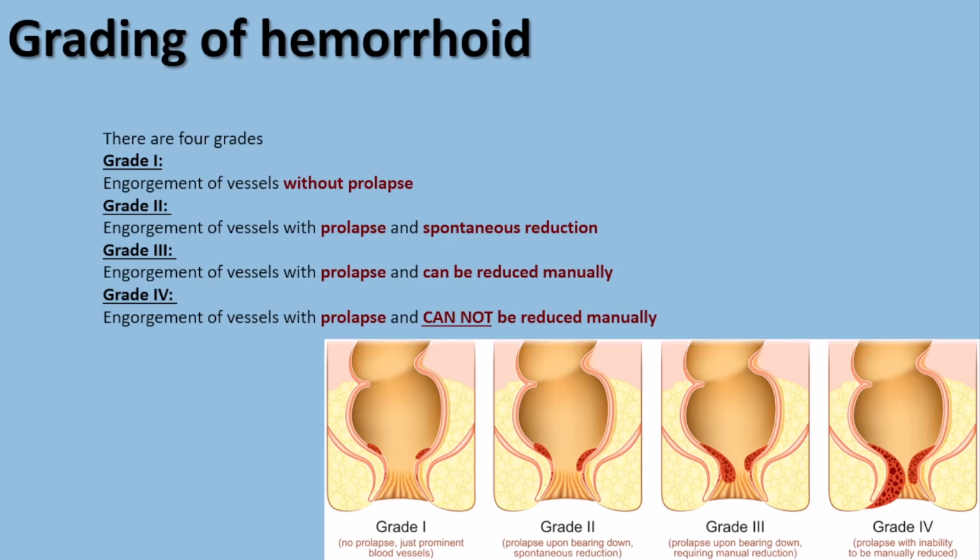So what are the gradings for hemorrhoid? And these are usually defined for internal hemorrhoids. So we have 4 grades. In grade 1, we only have engorgement of the vessels without any prolapse. In grade 2, we have engorgement of the vessels with prolapse, but they have a spontaneous reduction ability. In grade 3, we have engorgement of the vessels with prolapse, and this prolapse can be reduced manually with the hand. And in grade 4, we have engorgement of the vessels which are prolapsing, but they cannot be manually reduced. So these are the 4 types of internal hemorrhoid that you have to know for your board examination.